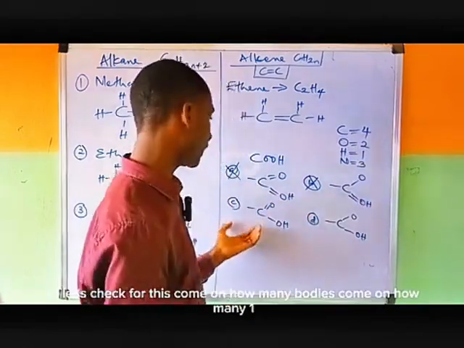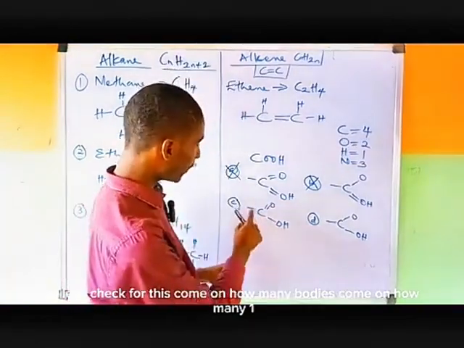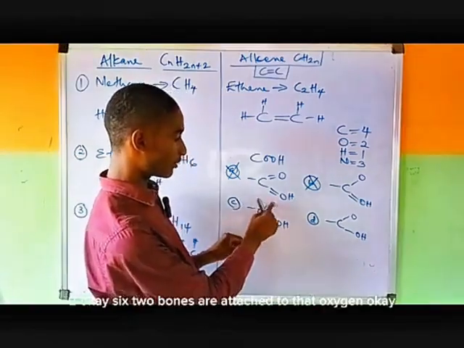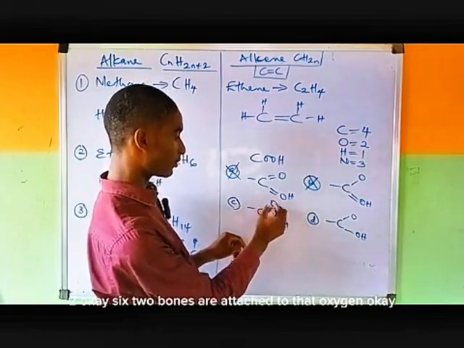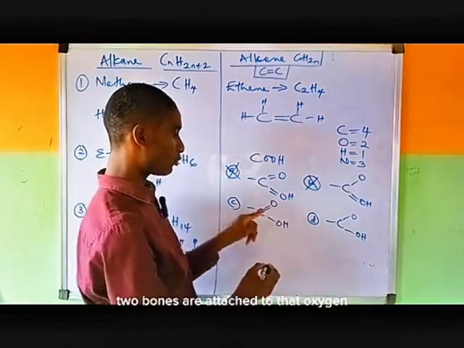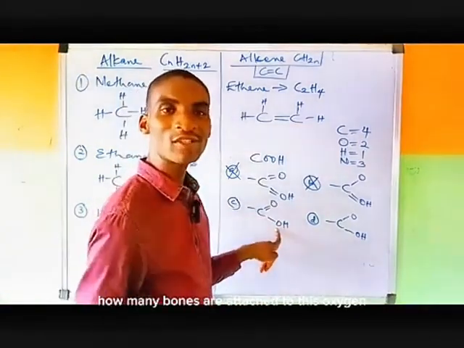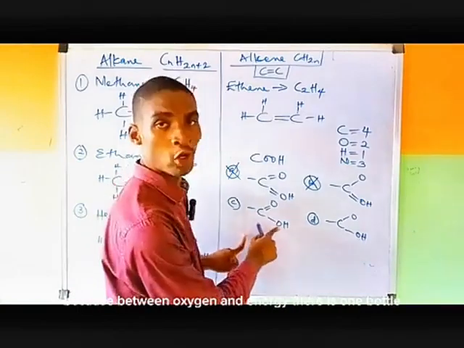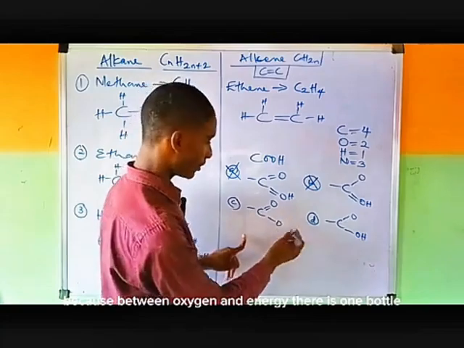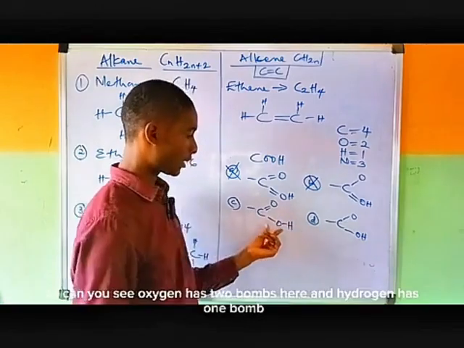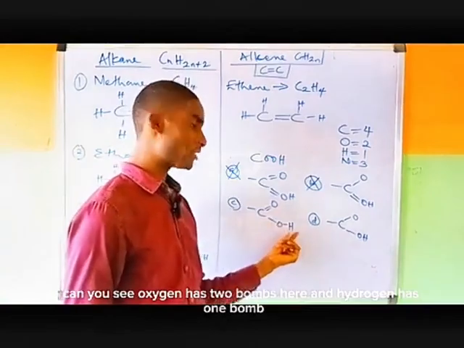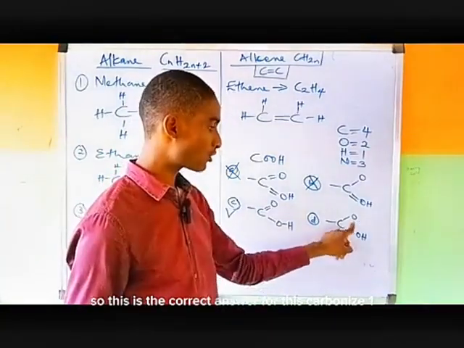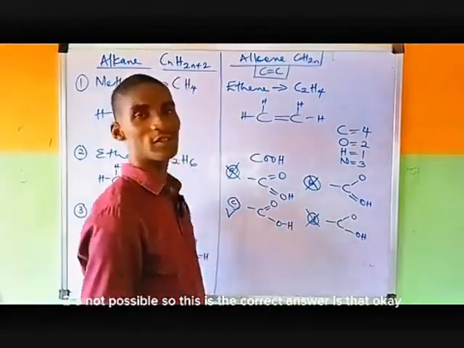Okay, so let's check for this. Carbon, how many bonds is carbon having here? 1, 2, 3, 4, correct? How many bonds is this oxygen having? 1, 2. Okay, 2 bonds are attached to that oxygen. How many bonds are attached to this oxygen? I know somebody will say it's only 1. It is not 1. Why? Because between oxygen and hydrogen, there is 1 bond. So it's like this. Alright, so can you see? Oxygen has 2 bonds here, and hydrogen has 1 bond. So this is the correct answer. For this, carbon has 1, 2, 3. Not possible. So this is the correct answer.